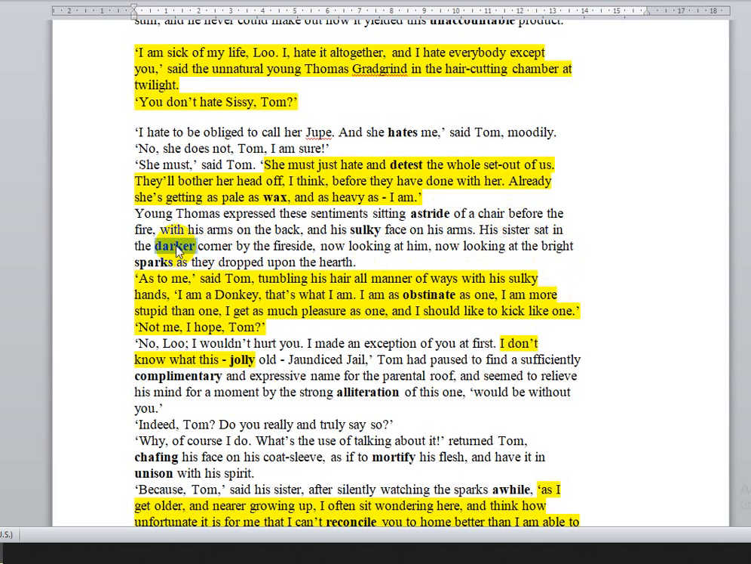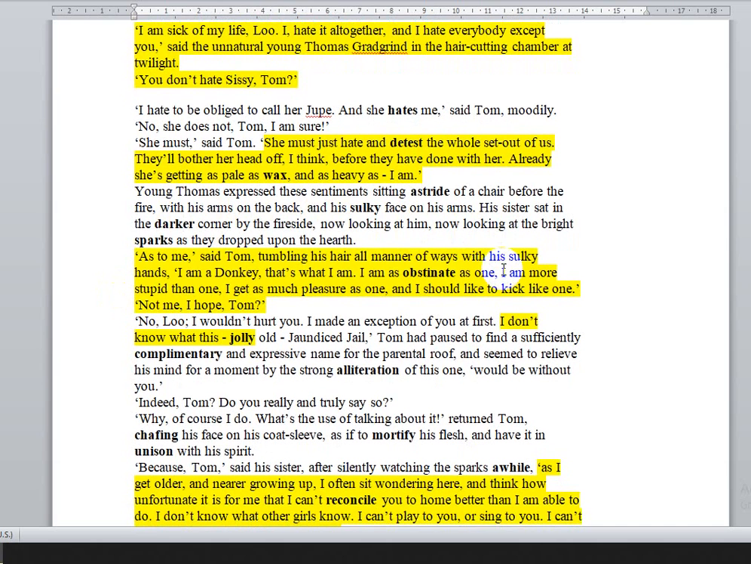شوفوا darker مخليها الكاتب بالbold. It refers to something. So Louisa sits in a dark corner في زاوية مظلمة because this is not her place. She is supposed to live in a brighter place because of her mind, because of her philosophy, but she is forced مجبرة أنه تتواجد في هذا المكان. Now looking at him, now looking at the bright sparks شرارات النار as they dropped upon the hearth بالموقد.